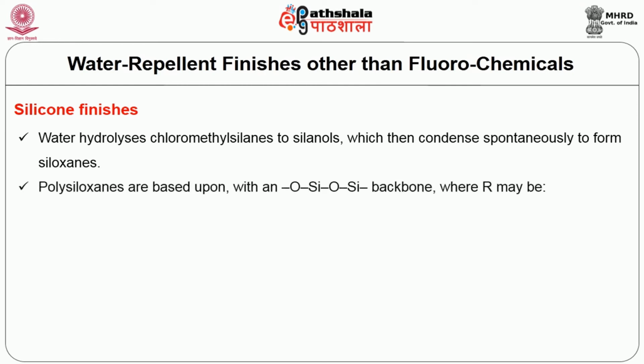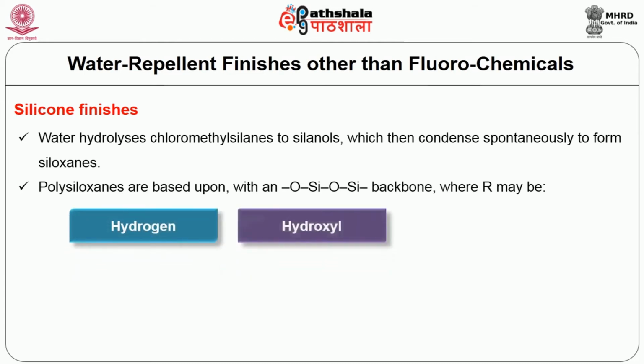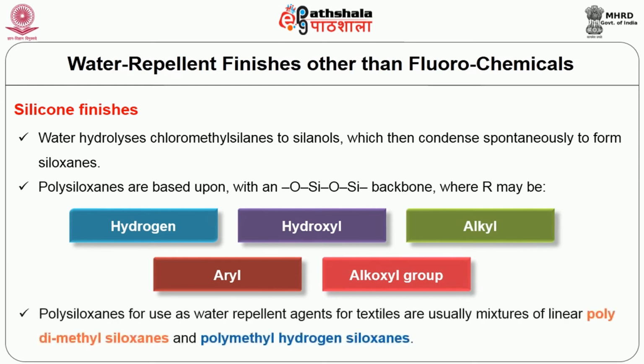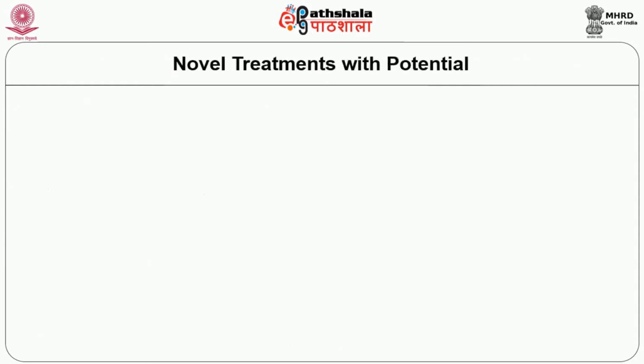Polysiloxanes are based upon an Si-O-Si backbone where the substituents may be a hydrogen, hydroxyl, alkyl, aryl or alkoxyl group. Polysiloxanes for use as water repellent agents for textiles are usually mixtures of linear polydimethylsiloxanes and polymethyl hydrogen siloxanes. Now we will see the other novel treatments with potential for water, oil, soil and stain repellency.